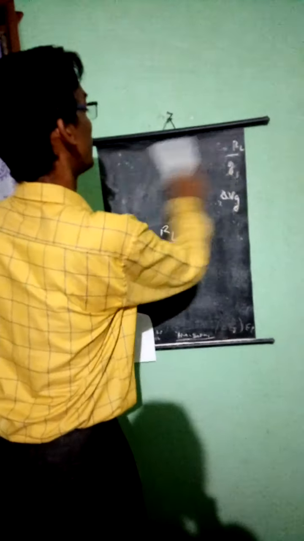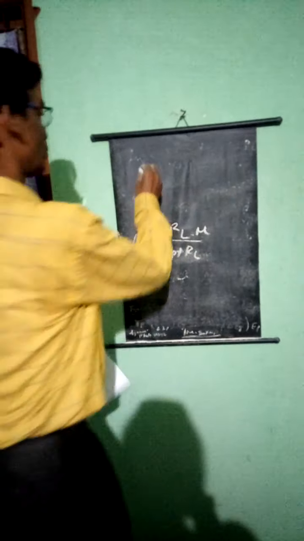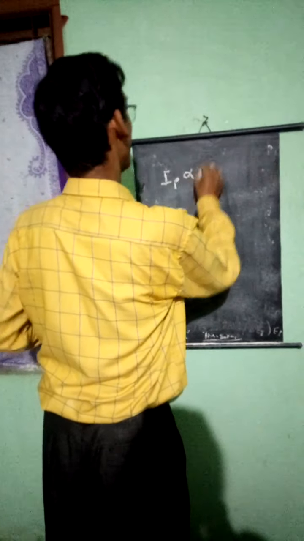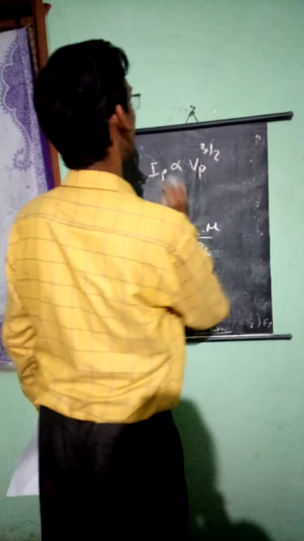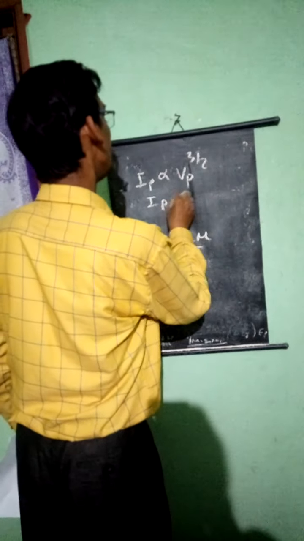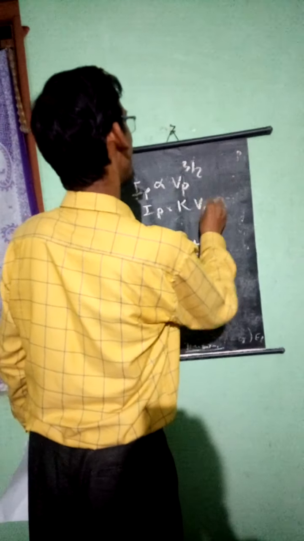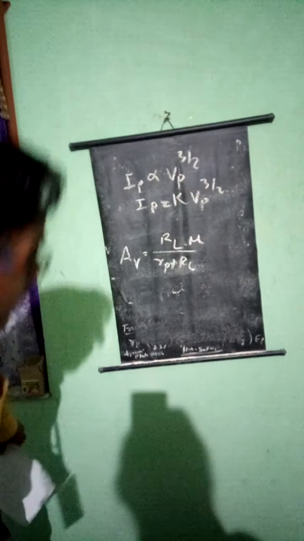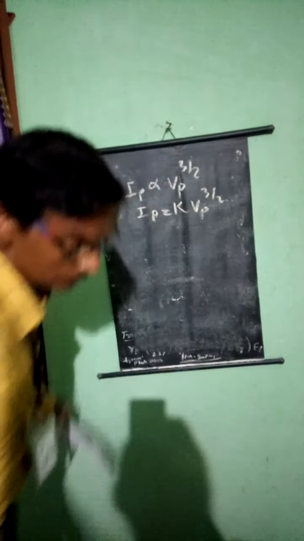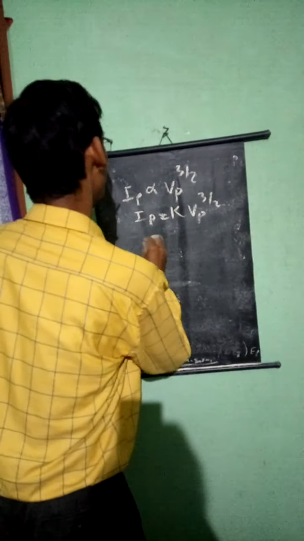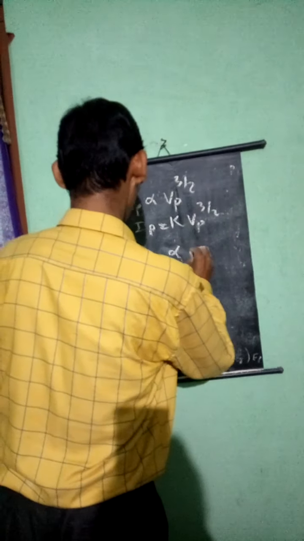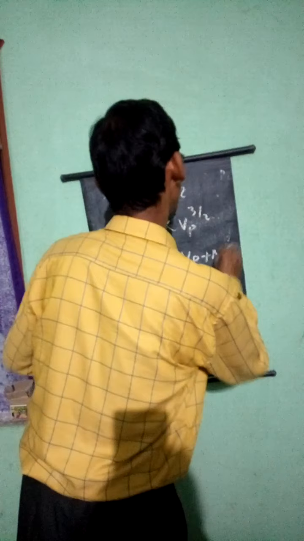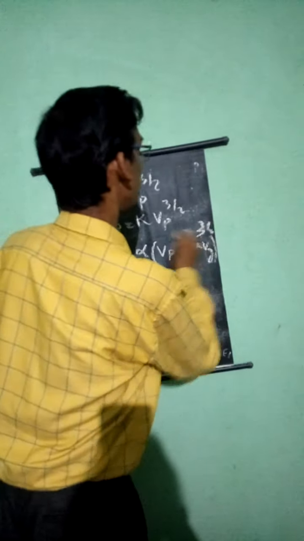In case of a diode, what have you proved? A diode obeys Child's three-halves rule. The Ip is directly proportional to Vp to the power 3 by 2. That is, Ip is equal to K times Vp to the power 3 by 2. That is in a diode. But in case of a triode, what is the change here? Just change it and express it like this: Ip is directly proportional to Vp plus mu Vg, to the power 3 by 2. To the power 3 by 2, remember.